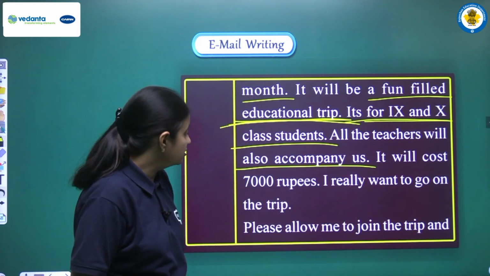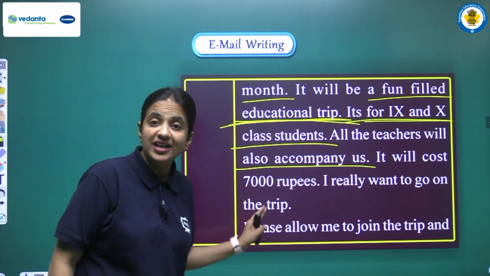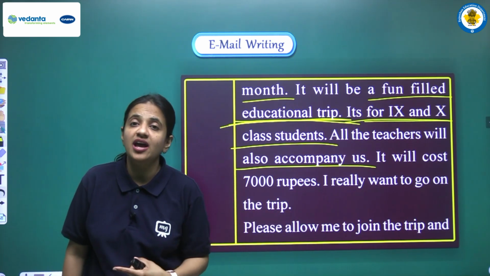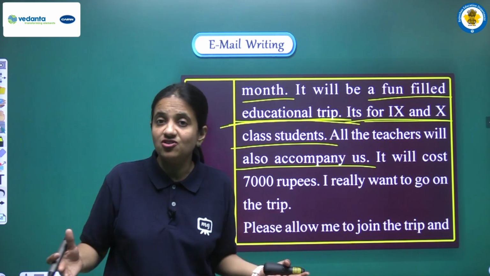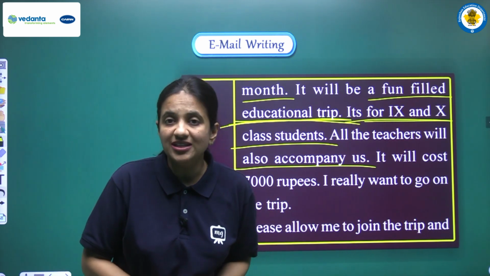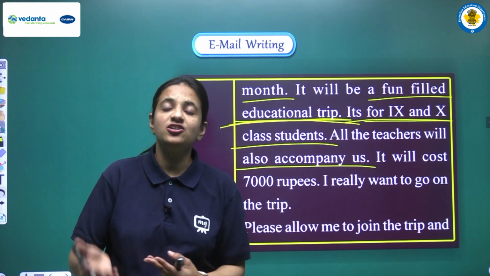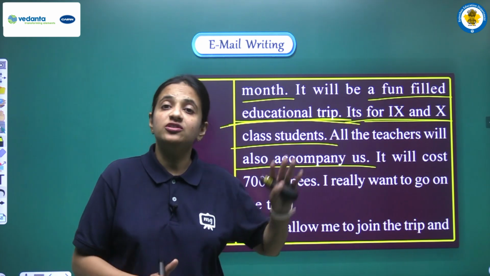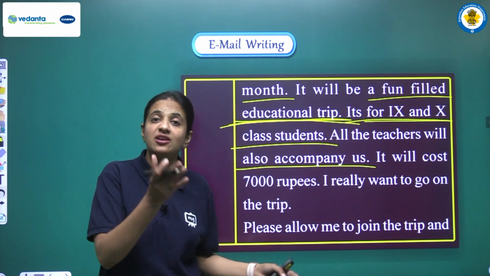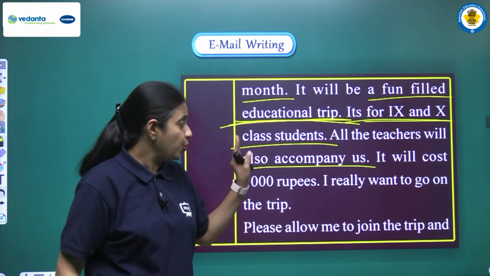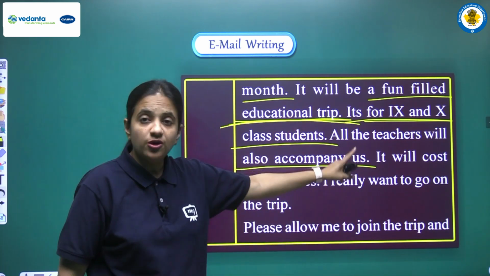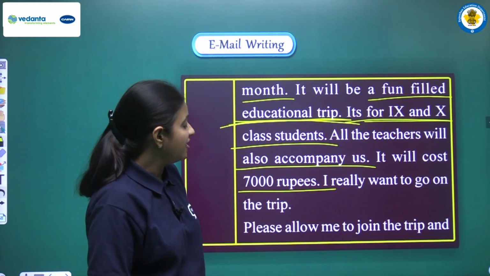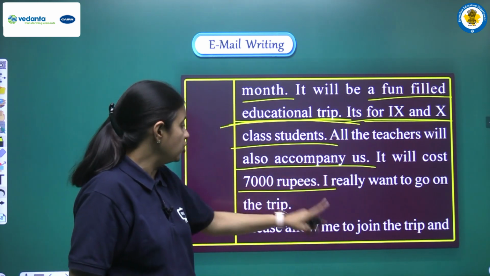It will cost 7,000 rupees, and now it was not there in the question, but here we have to use our common sense also, that when we are going on the school trip, then obviously it should have some kind of cost, some kind of charges. So that we have to mention, because we are living in the school hostel. Okay, so we are writing that the cost of this school trip is 7,000 rupees, and now we are writing I really want to go on the trip.